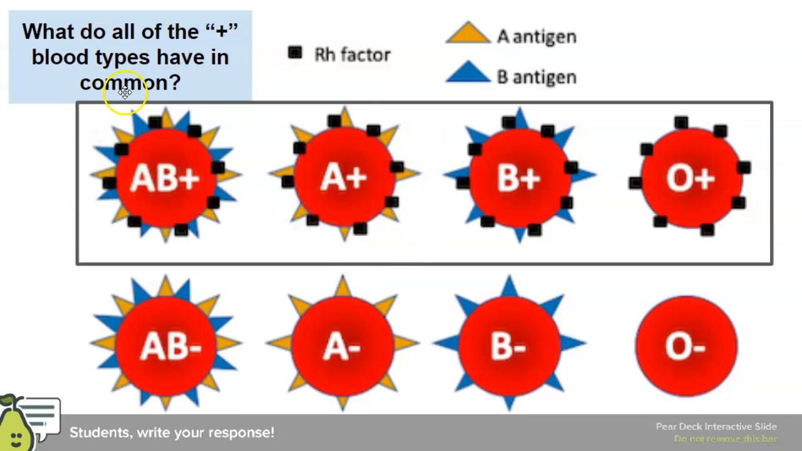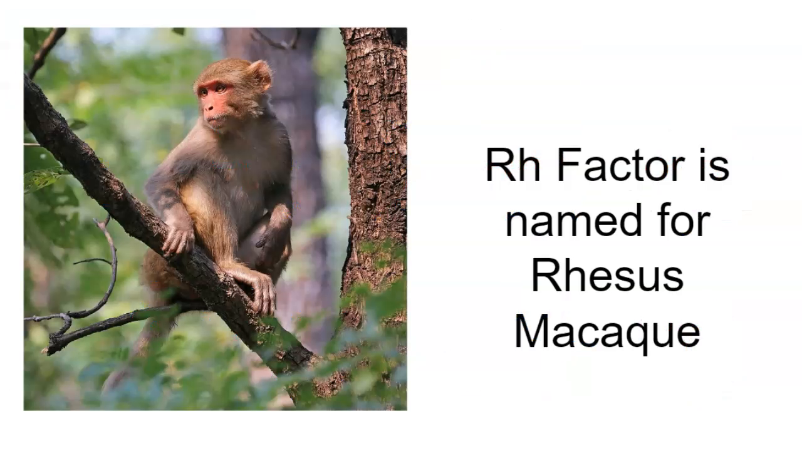Here I have a picture of all of the positive blood types. And what do we see they have in common? We notice they all have something that's called Rh factor. And Rh factor is named for the rhesus macaque, which is a monkey that lives in Africa. And this is actually where they first discovered this protein on blood cells.